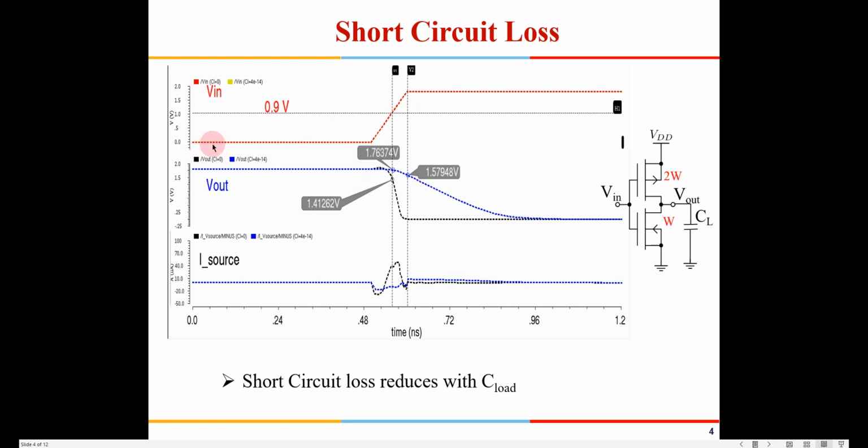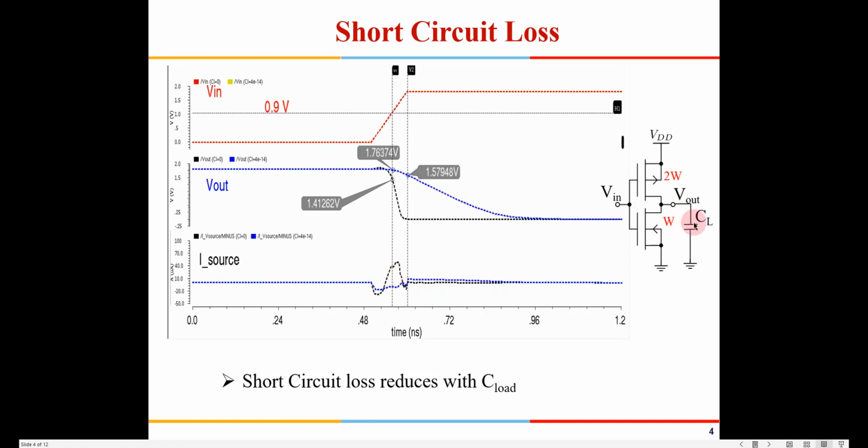If you see this red dotted line, the first topmost graph, the input is going from 0 to 1.8. The black output is without the load. If there is no CL, the output will fall sharply here, and in between you will find there is a short circuit current. In the third graph below, the dotted black line indicates the short circuit current.